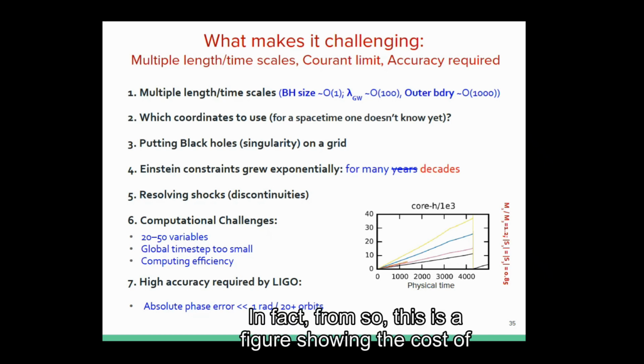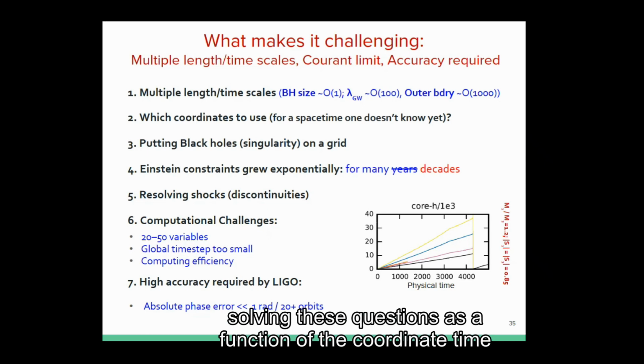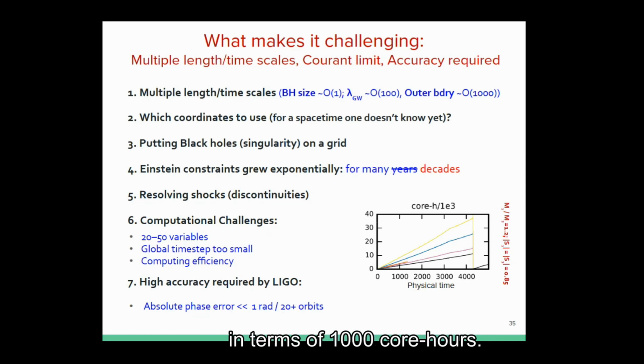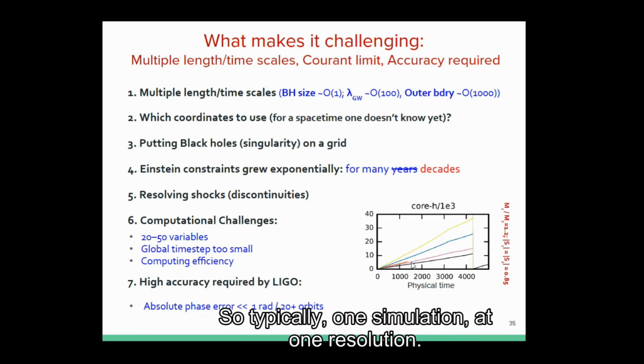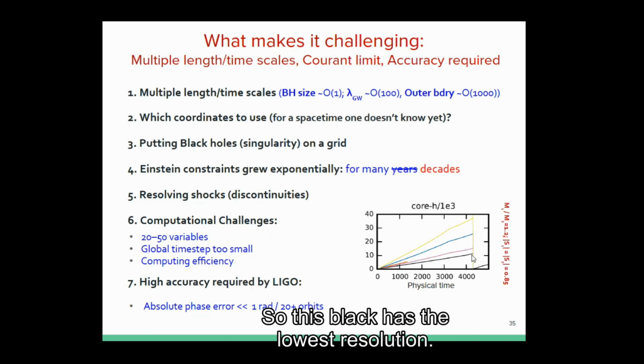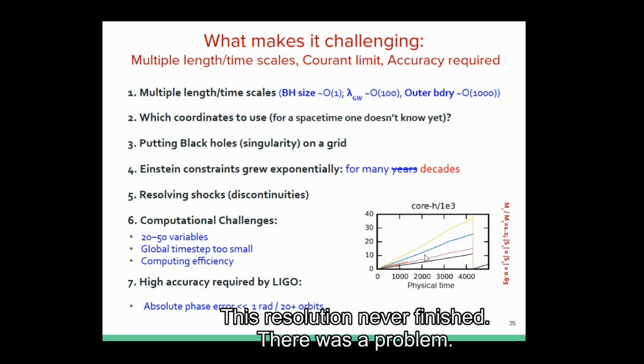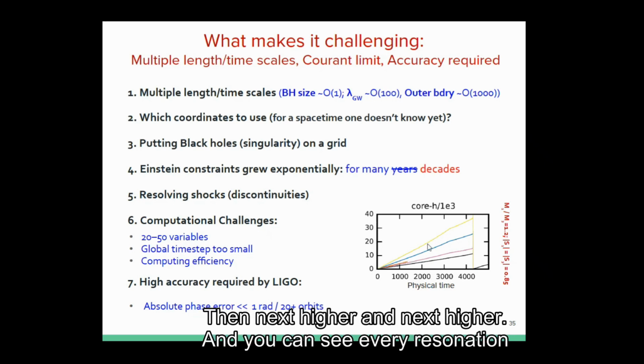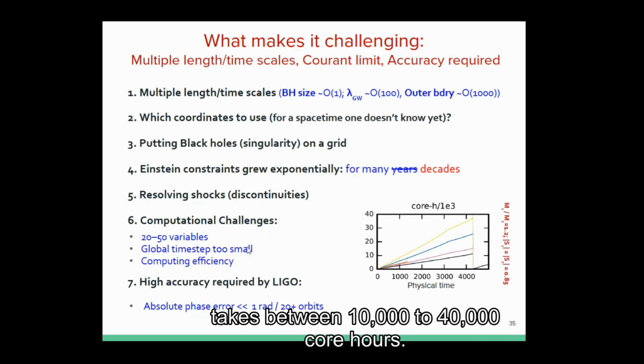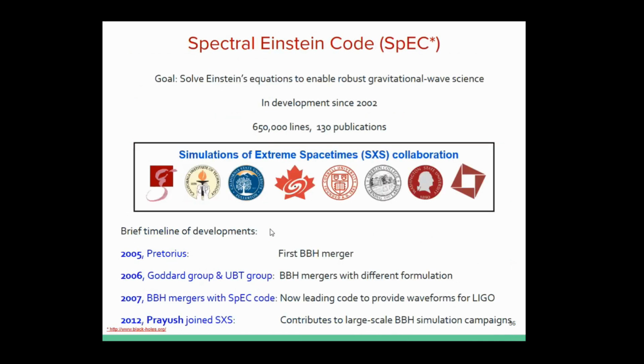In fact, this is the figure showing the cost of solving these equations as a function of coordinate plane in terms of 1,000 core hours. So typically one simulation at one resolution. Black is the lowest resolution, pink is the next higher resolution. This resolution never finished, there was a problem. And then it's higher and next type. You can see every resolution takes between 10,000 to 40,000 core hours for solving just a two-point.